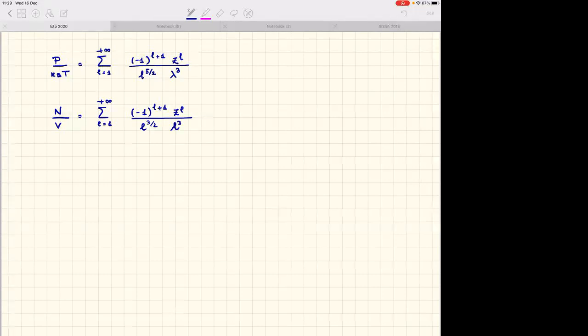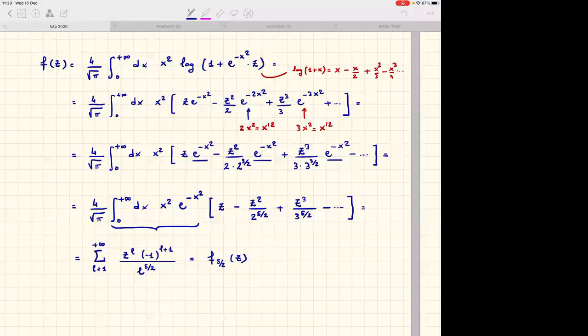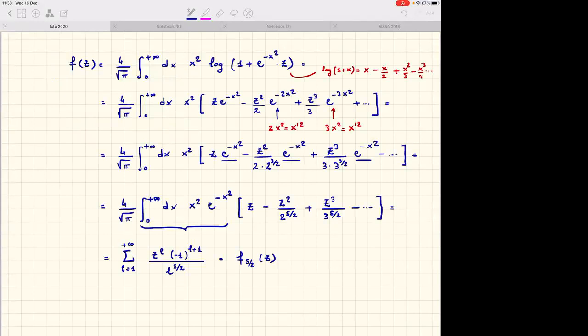So these are the two equations that allow you to reconstruct, order by order in this expansion in Z, the equation of state. Professor, I have a question on the previous page. Yes, the third line from the bottom. Why did you have to put those 2 to the 3/2?